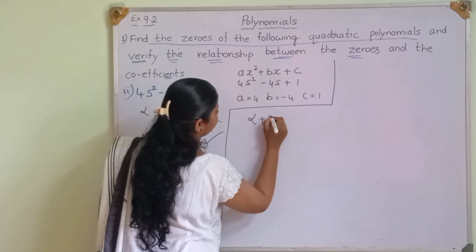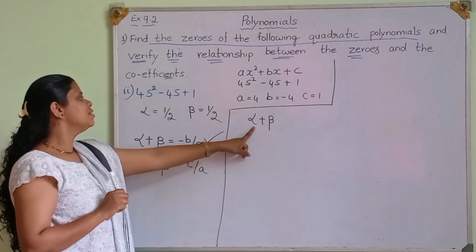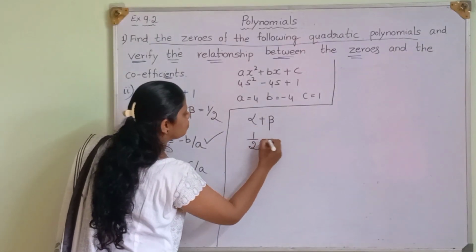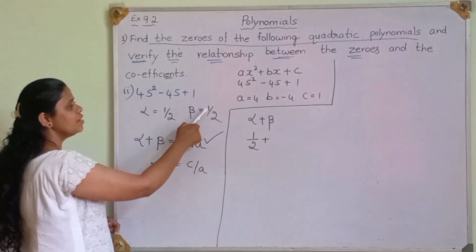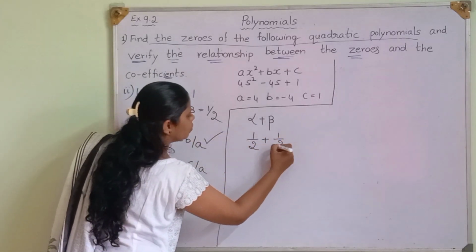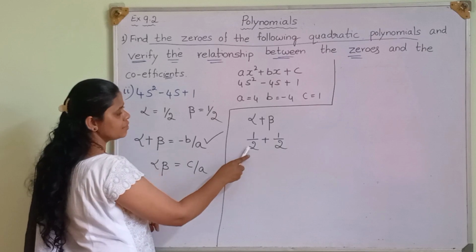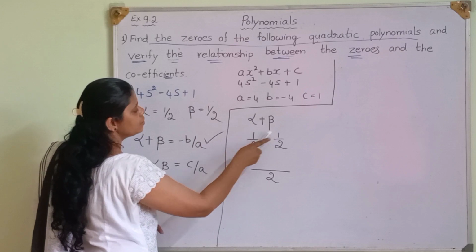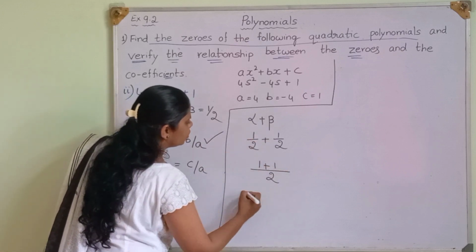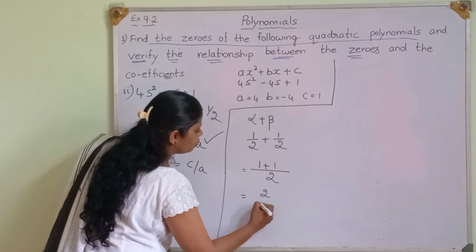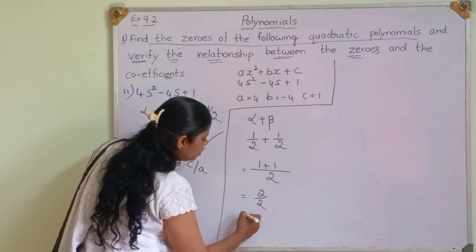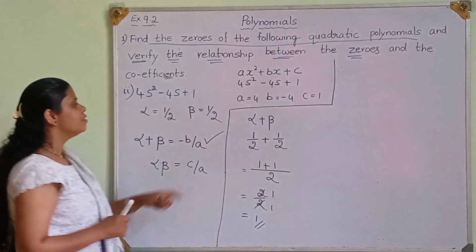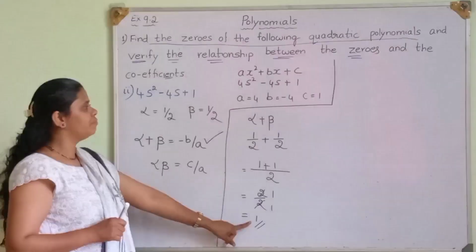Alpha plus beta. See, the value of alpha is how much? 1 by 2. 1 by 2 plus beta. The value of beta is 1 by 2. Both the denominators are the same, so I can write 2 here. 1 plus 1 is how much? 2. 2 by 2 is equal to 1, 2 ones are 2. So alpha plus beta we have got 1.